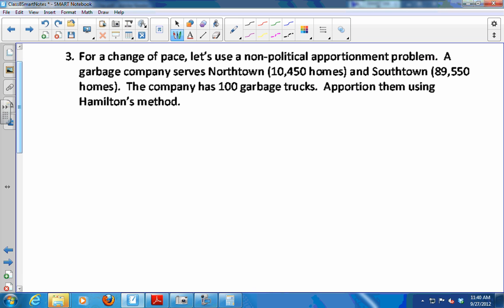Okay, so for a change of pace, we're going to use a non-political apportionment problem. We're going to use garbage trucks. So you have a garbage company. It serves Northtown and Southtown. Northtown has 10,450 homes, and Southtown has 89,550 homes. So altogether, how many homes does this company service? 100,000 homes. They have 100 garbage trucks. So I want you to apportion the trucks, right? How many trucks do they send to Northtown and how many trucks do they send to Southtown using Hamilton's method?